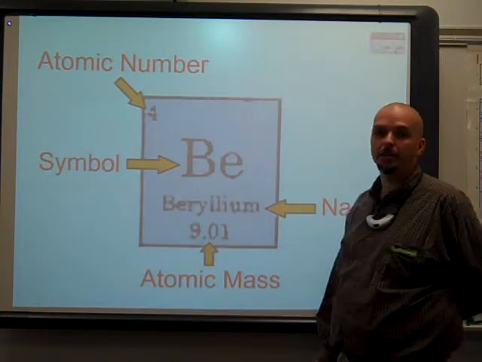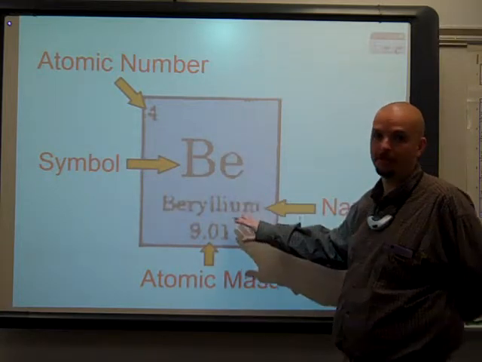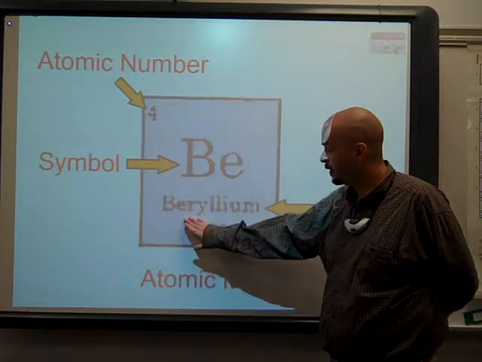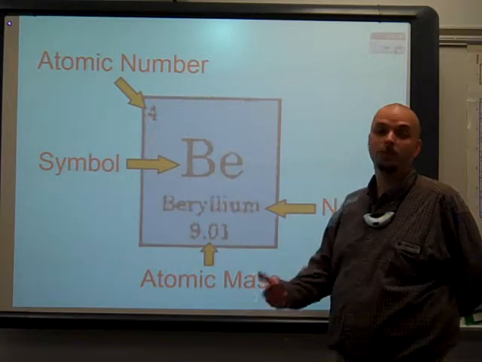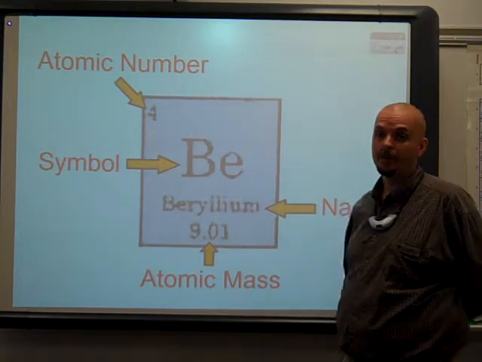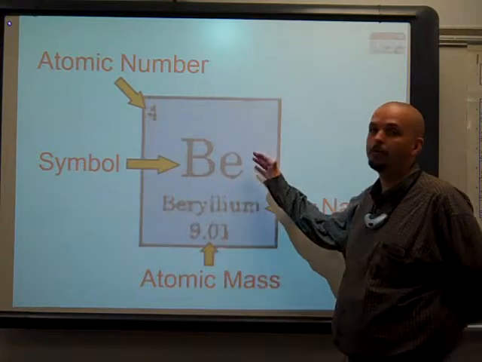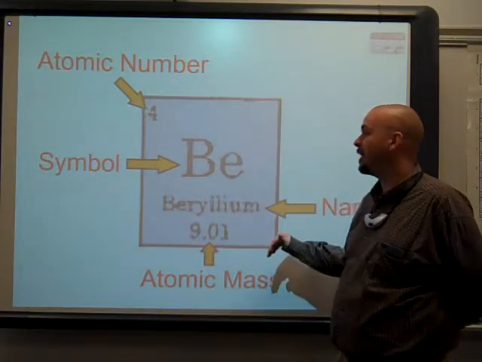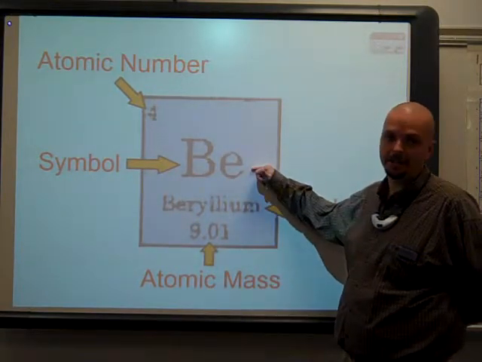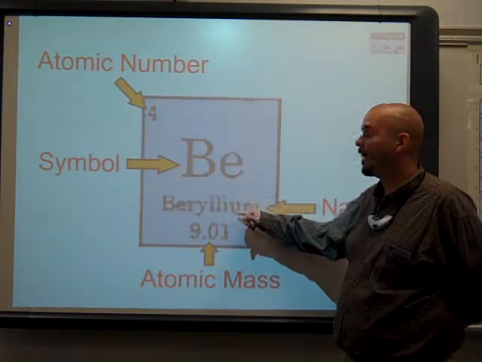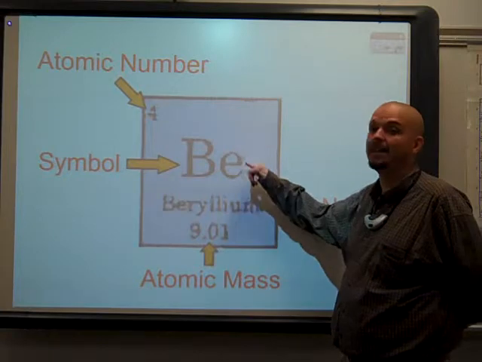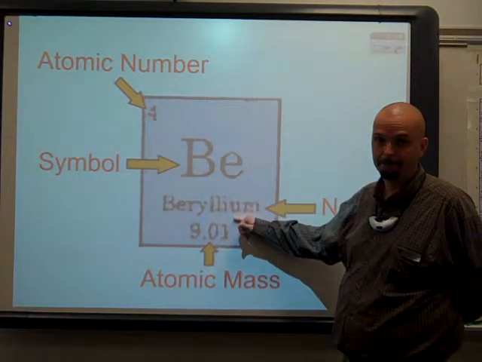The second thing that I mentioned about symbols is some don't match the names. This one is beryllium. It starts with a BE. The symbol is BE. That's the way it works for many of the elements on the periodic table. However, some don't match. In some cases, the symbols are based on Latin names. When that is the case, the symbol will not match the name. In many cases, it's not even close to the name.